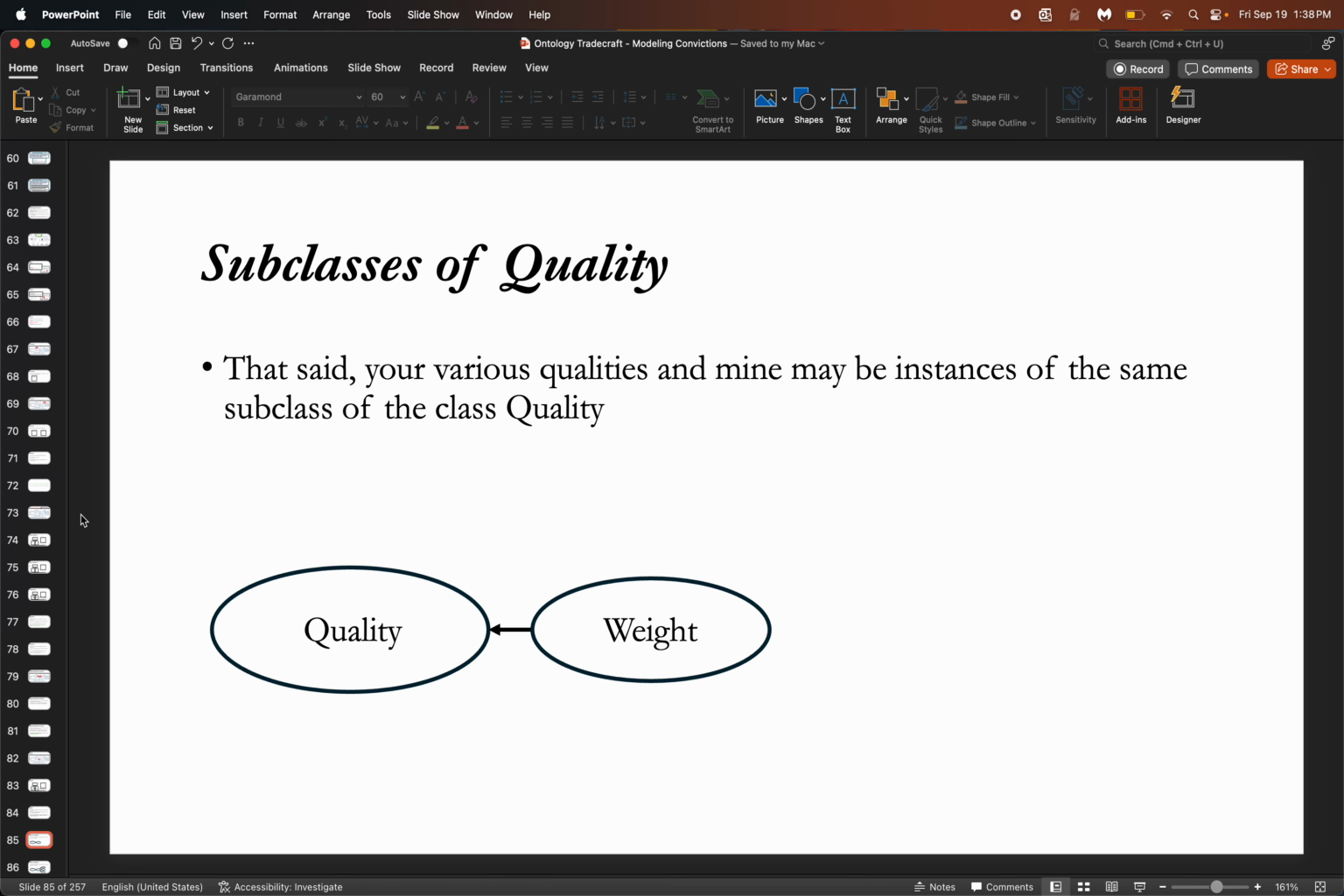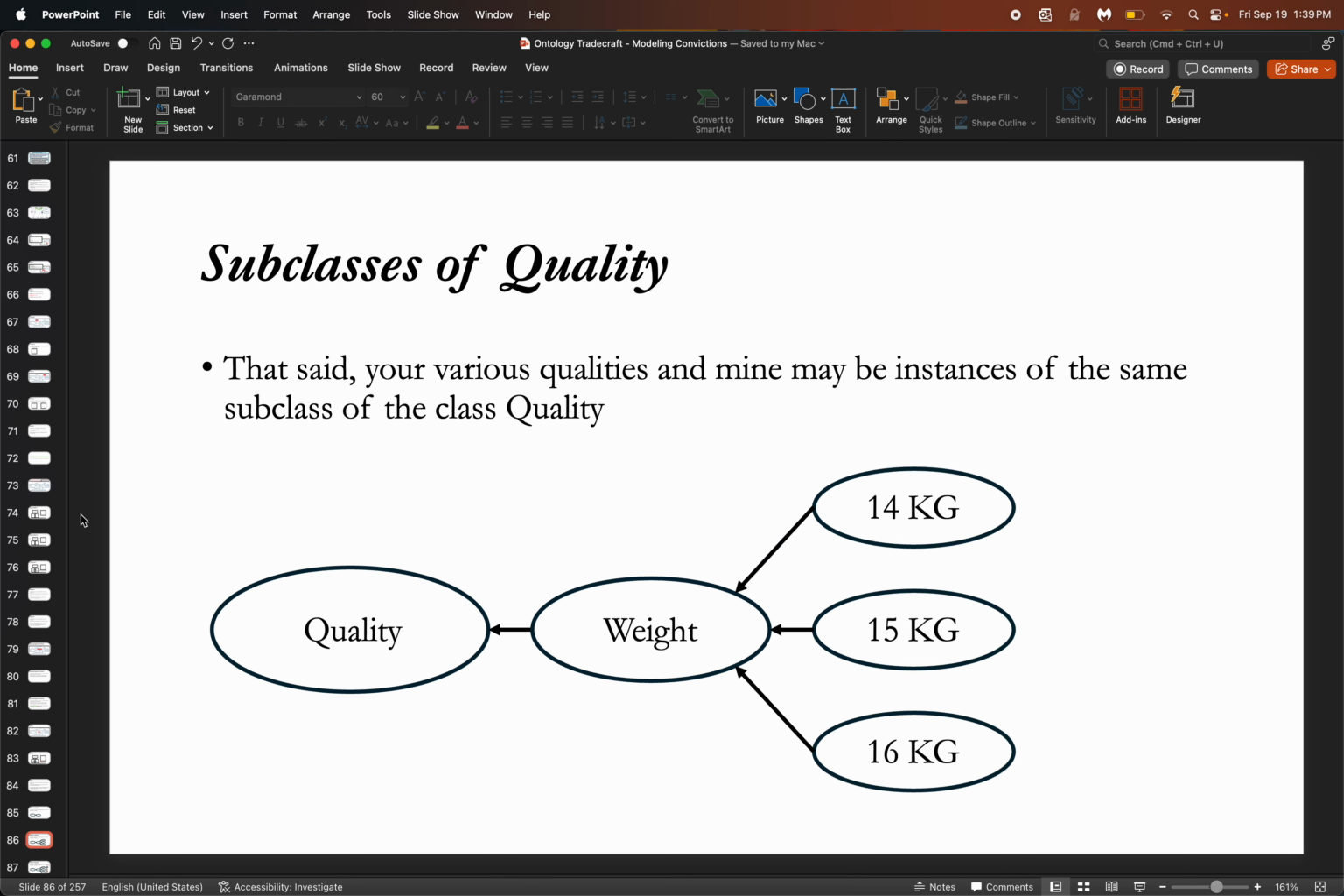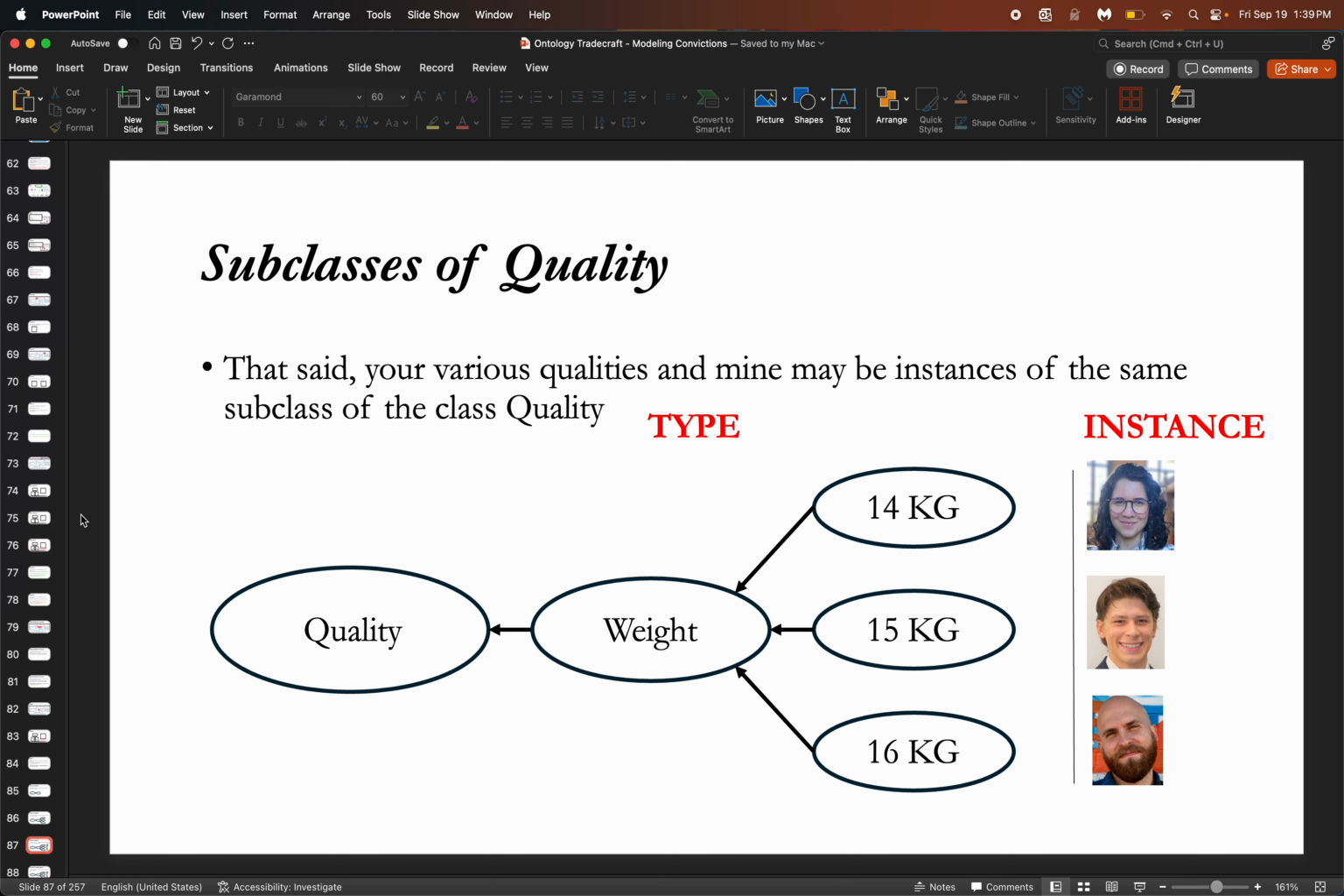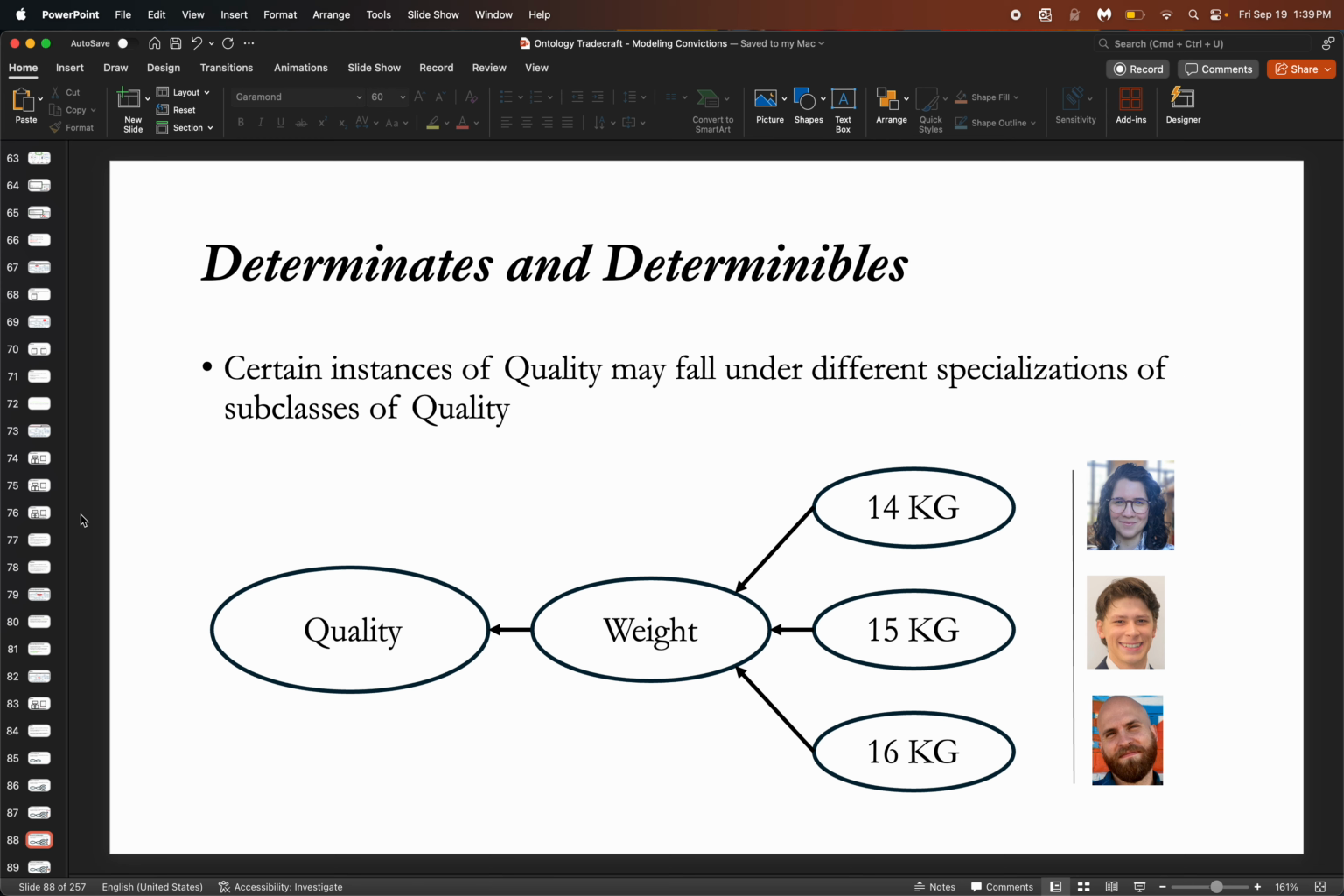Even so, various qualities may be instances of the same subclass of the class quality. What do I mean by this? There's the 16 kilogram class, the 15 kilogram class, the 14 kilogram class. Lots of instances fall under these. I just used some pictures here as instances for illustrative effect. You see Regina, Cameron, and myself. Certain instances may fall, as I said, under different specializations or subclasses of qualities. So you might move these things around.